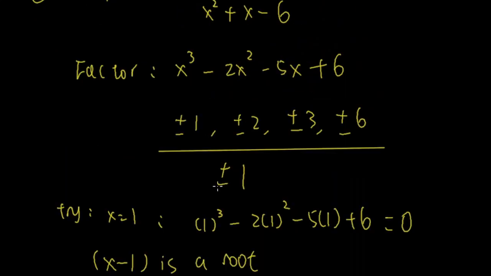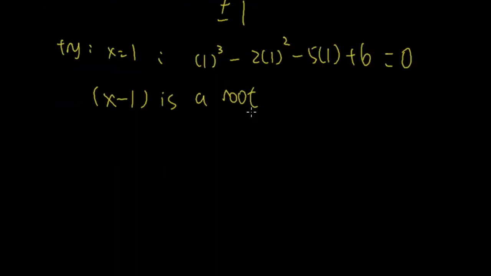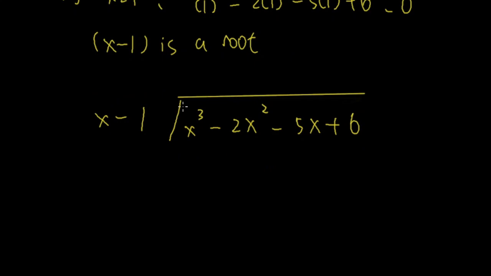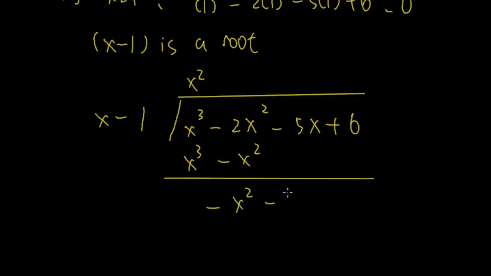So x cubed minus 2x squared minus 5x plus 6, divide by x minus 1. This will be x squared. x squared times x is x cubed. Minus 1 times x squared is minus x squared. Now, x cubed minus x cubed is 0. Negative 2x squared minus negative x squared is negative x squared. Now, this minus 0 will just bring it down.